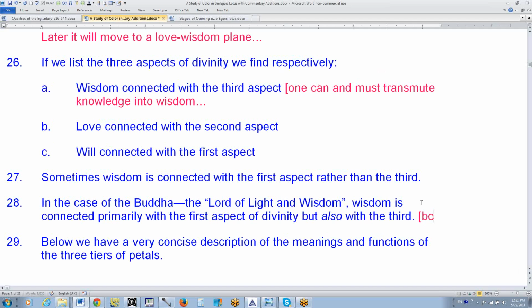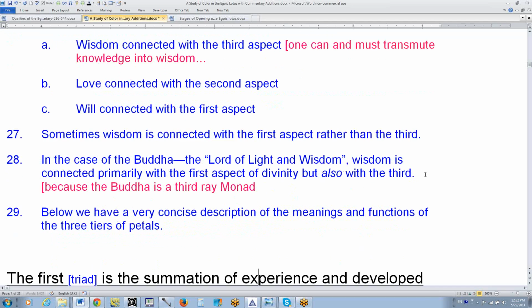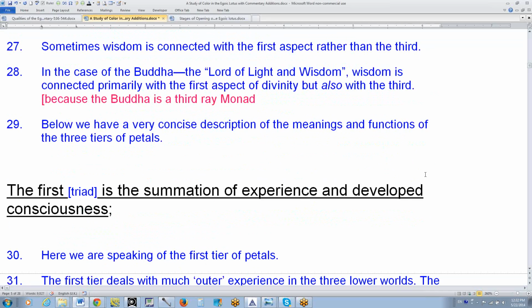And why is that? Because Buddha is a third ray monad. So below we have a very concise description of the meanings and functions of the three tiers of petals. The first triad is the summation of experience and developed consciousness. And I think especially experience and consciousness from the world of the senses.